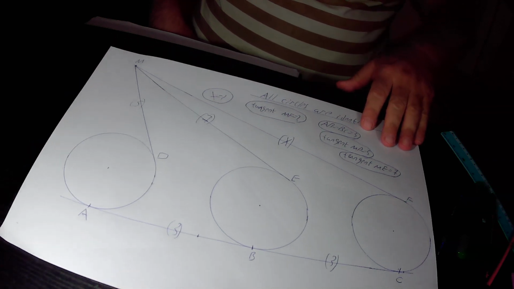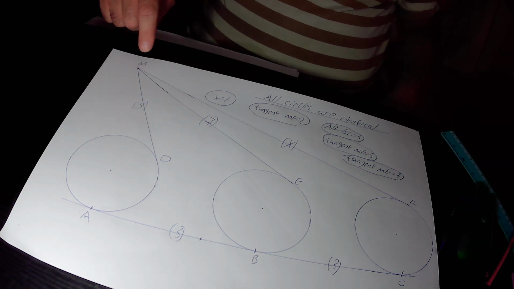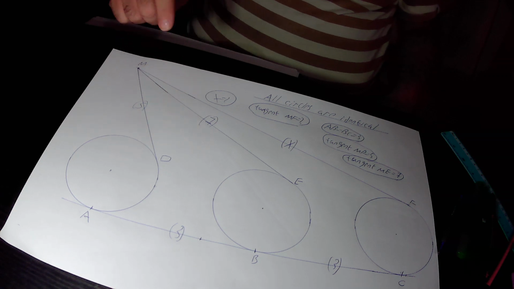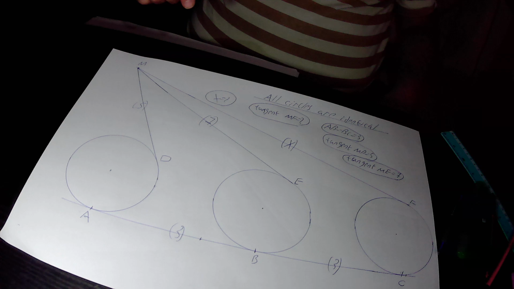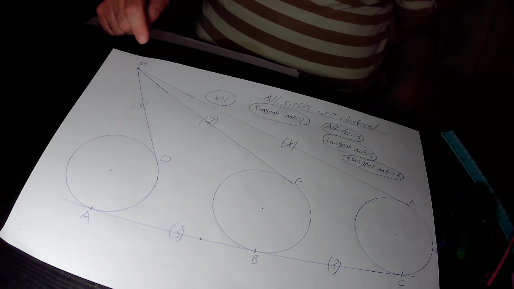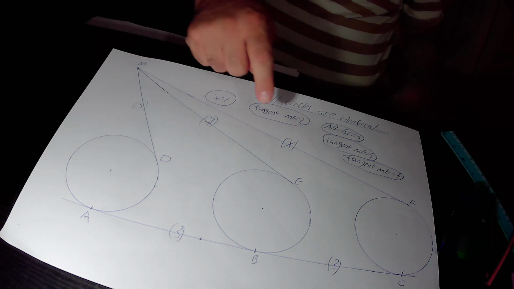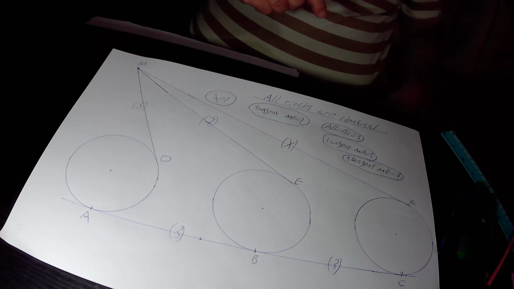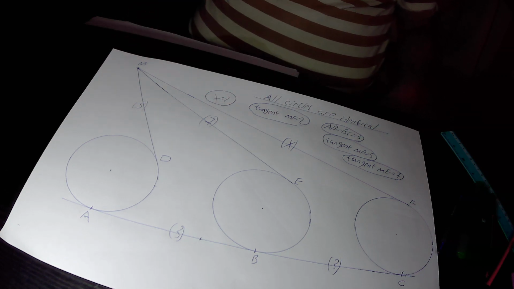In addition, this is the common external point M. From this common external point M, we have tangent MD. It is tangent to this circle at point D. And the length of this tangent MD is 5 units. In addition, from the same point M, we have tangent ME, that is tangent to this circle at point E. And the length of this tangent ME is 7.